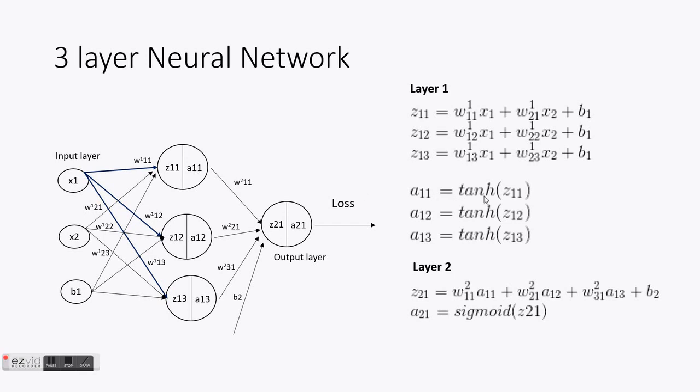In this simple case, I've used the tanh as the activation function. So A11 is tanh of Z11, A12 is tanh of Z12, and A13 is tanh of Z13. And in the output layer, we can calculate the linear activation Z21 as W11 superscript 2 into A11 plus W21 superscript 2 into A12 plus W31 superscript 2 into A13 plus B2, where the superscript 2 denotes the weights in the second layer. And since we are trying to do a binary classification, the activation function A21 is a sigmoid activation function, and A21 is equal to sigmoid of Z21.